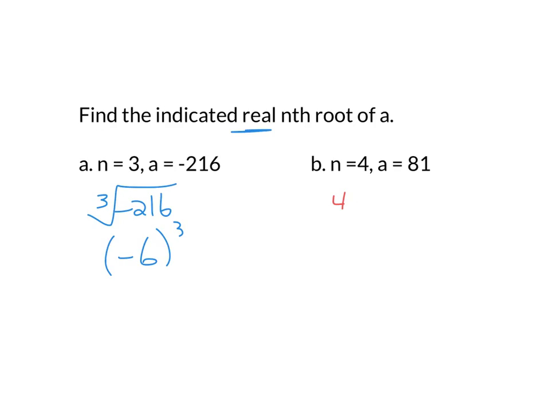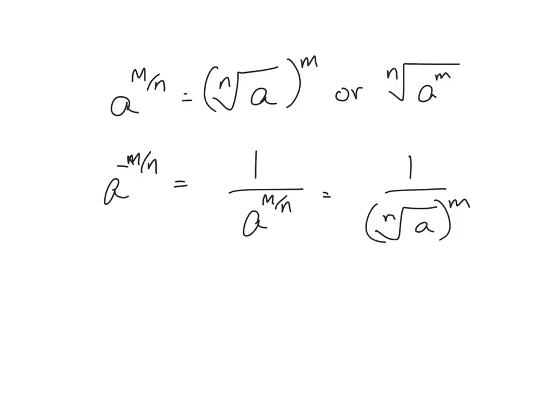Second one, the fourth root of 81. I'm trying to think what we multiply by itself 4 times to get 81, and it would be 3. And again, that is the answer because if I do 3 to the 4th power, it is 81. So it's 3.